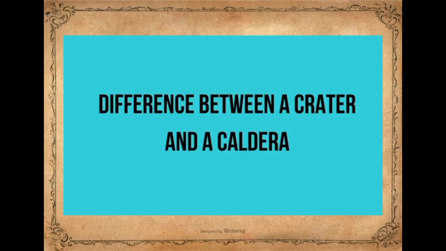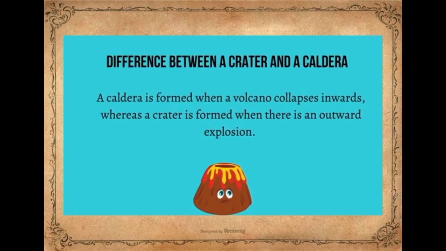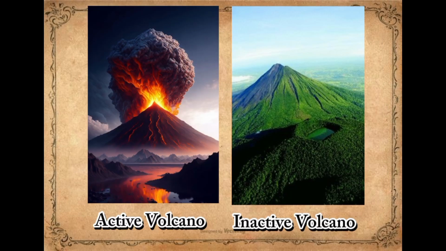There's a difference between a crater and a caldera. A caldera is formed when a volcano collapses inwards, whereas a crater is formed when there is an outward explosion. Now, let's differentiate the active and inactive volcanoes.